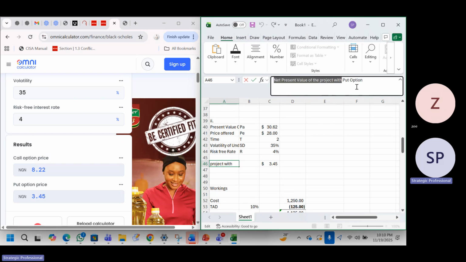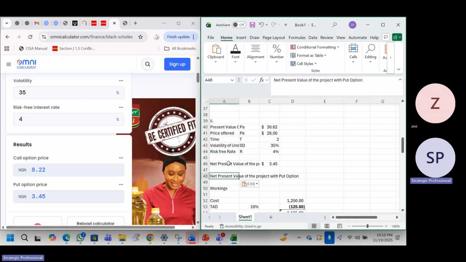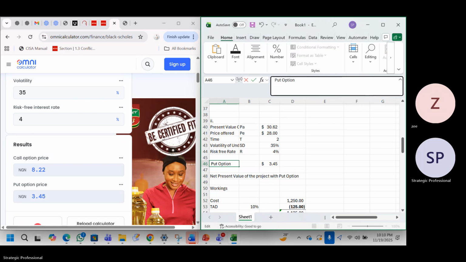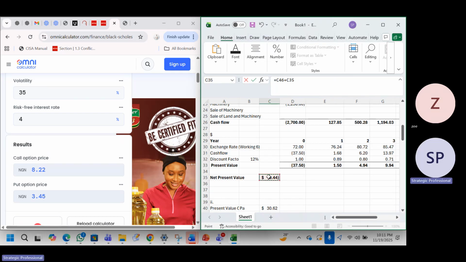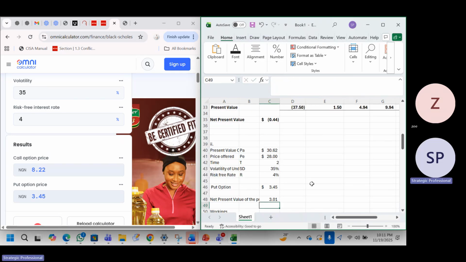This is the put option. Sorry, let me copy this. I need this information. This is the put option. I would have added it together, but let me break it down so that whoever is using this would understand. So this net present value with put option will be this put option, which is 3.45 plus the 0.44. Meaning that if I sell it, this is what I will get.